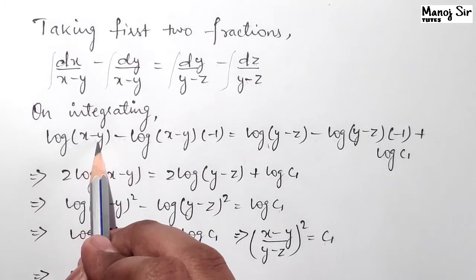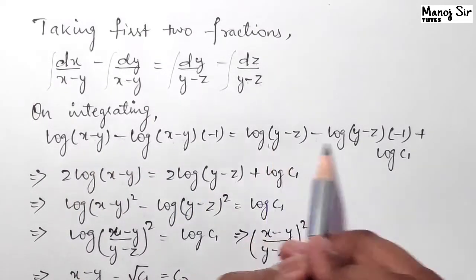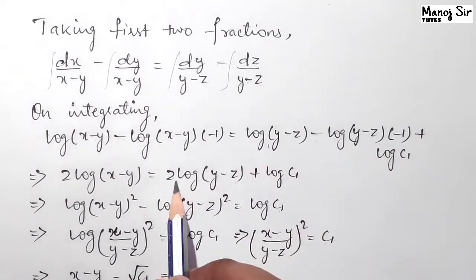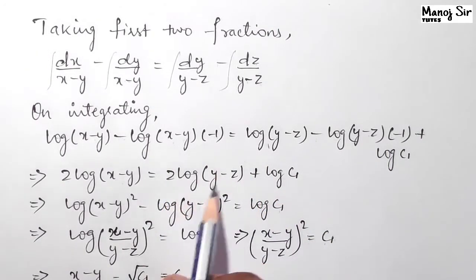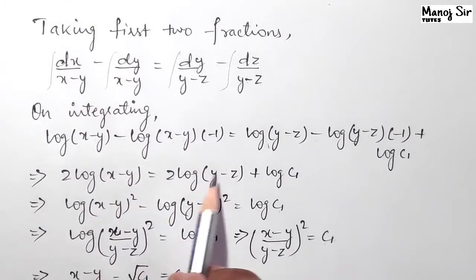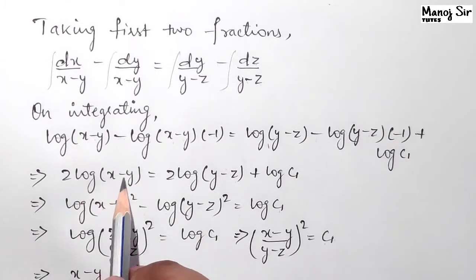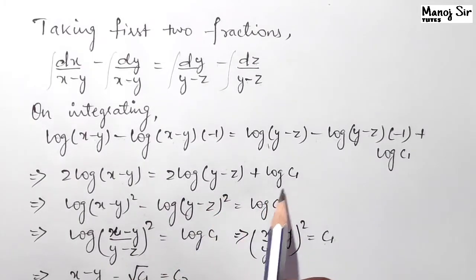So log of x minus y plus log of x minus y will become twice log of x minus y. Repeating this same here, that is twice log of y minus z plus log of c1. Now take this to the left hand side, and taking these two to the power of this, this will become log of x minus y whole square minus log of y minus z whole square equals log of c1.